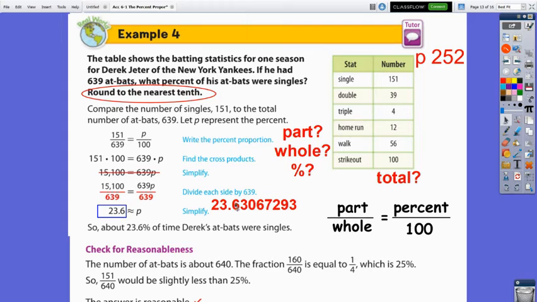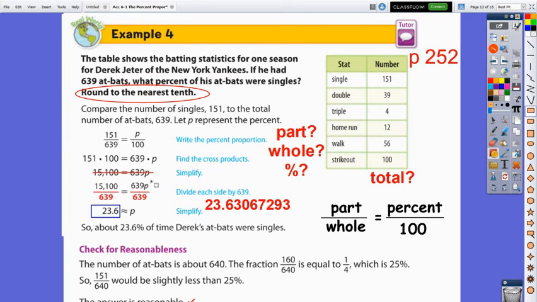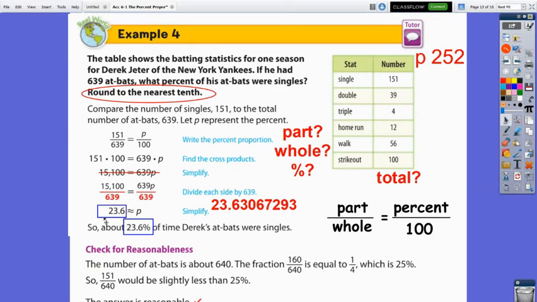So your answer is 23.6, and since it's a percent, your box really should be here because your answer should have a percent sign. Okay, so there you go. 23.6% is the answer. 23.6%.